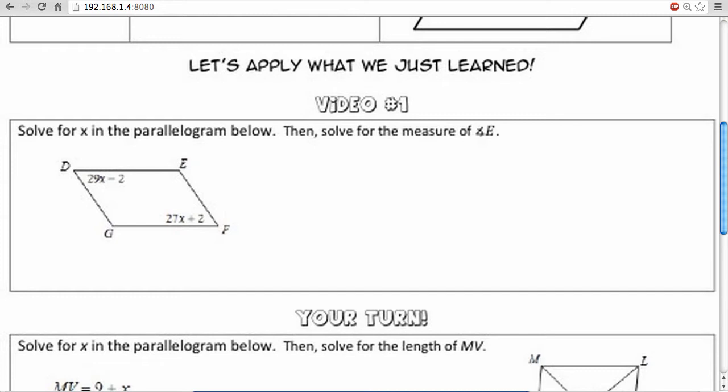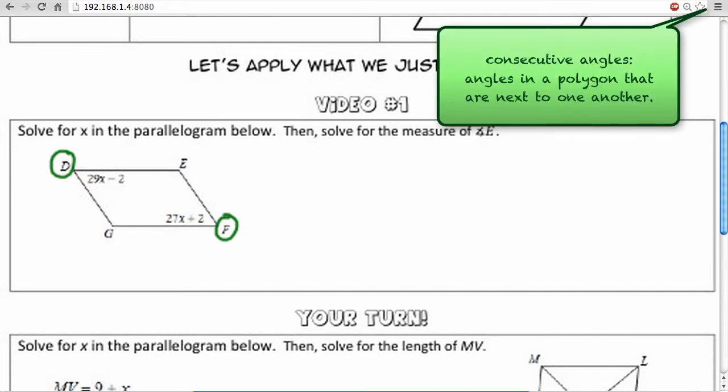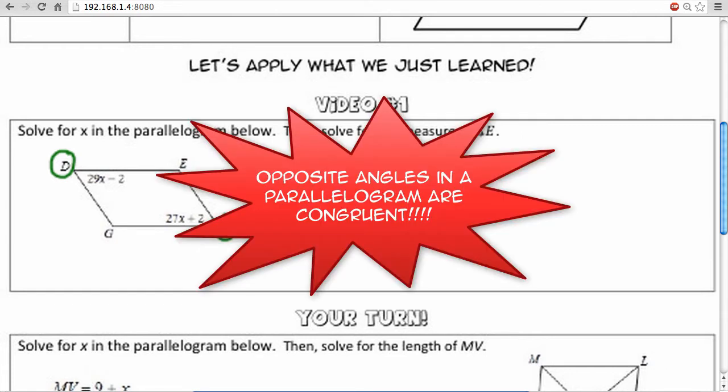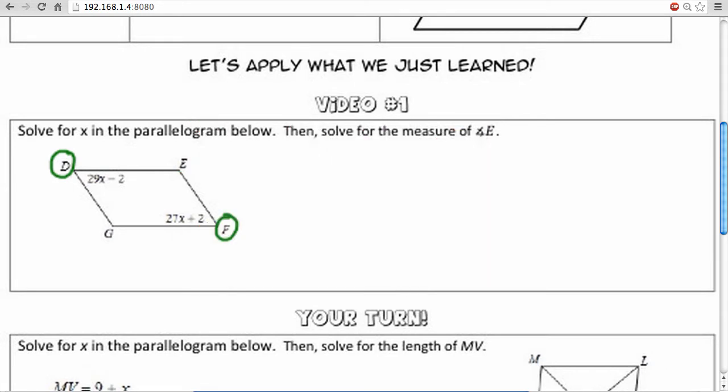Now, if we take a look at this diagram, there's two different angles that are marked. Angle D and angle F. Now you'll notice that they're not consecutive angles of a parallelogram. They are opposite angles of a parallelogram. And something that we just discovered is that opposite angles in a parallelogram are congruent. That means they're equal to each other.